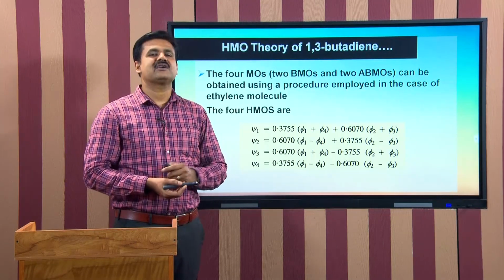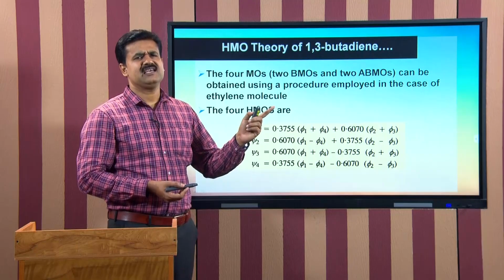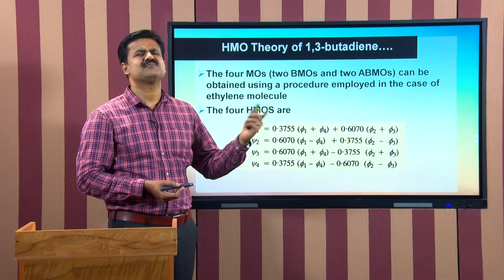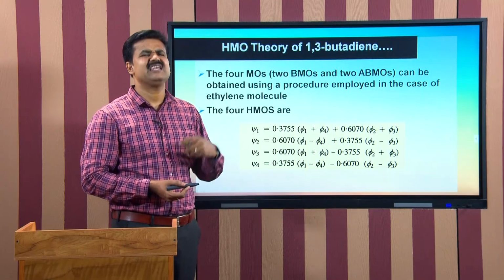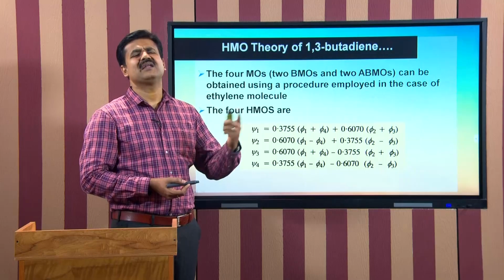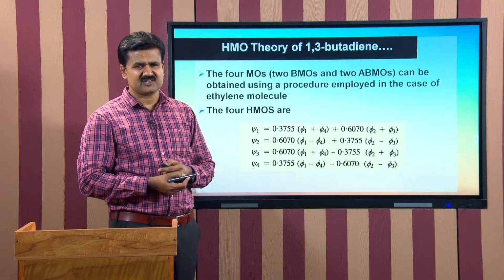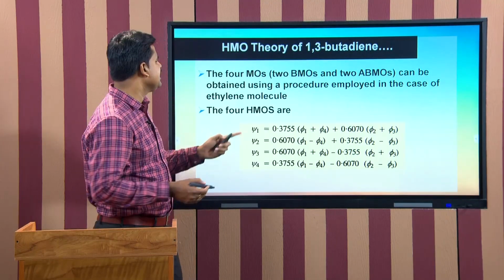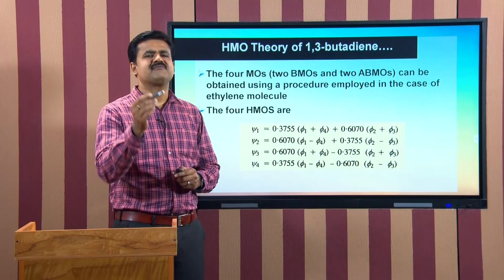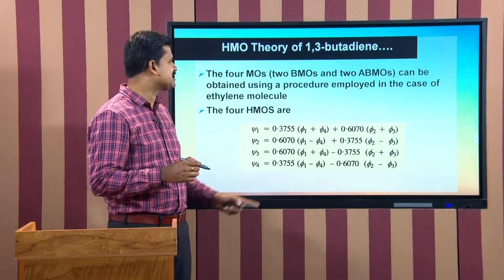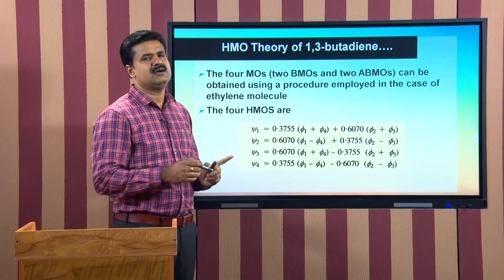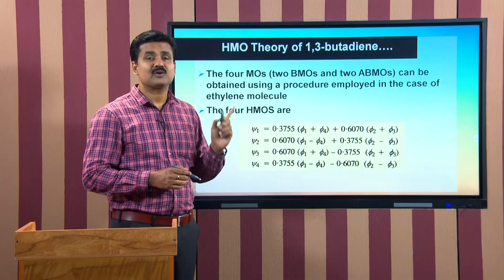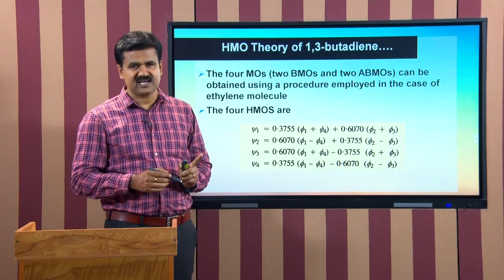Now, the molecular orbital wave functions. Similar to what we applied in the case of the ethylene molecule, it is possible to find the coefficients of the linear combination to get the complete Huckel molecular orbital wave function. We know there are 4 HMOs associated with ordinary butadiene. They are psi1, psi2, psi3 and psi4. After evaluating the coefficients, we get the complete expression for the 4 Huckel molecular orbital wave functions. These are the 4 Huckel molecular orbital wave functions of ordinary butadiene.